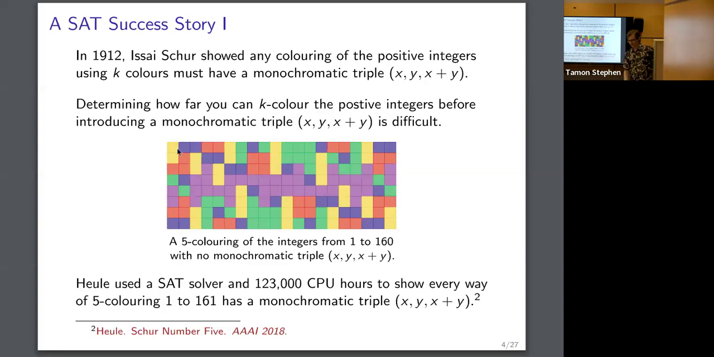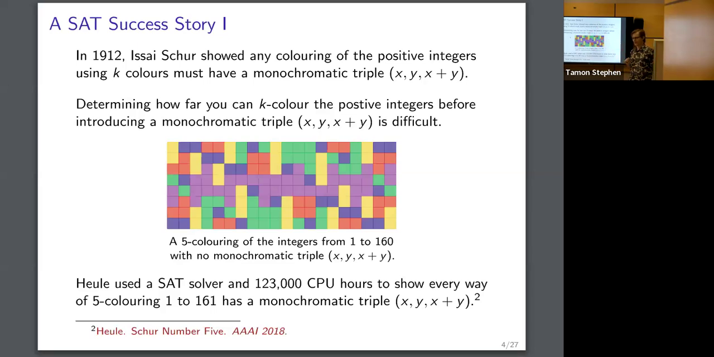So for example, 1, 2, 3 would be a triple. It's not monochromatic, and every triple of that form is also not colored the same way. You can check, it's tedious, but you can check this is a 5 coloring which avoids all monochromatic triples. Now, the more interesting thing is, this was a famous open problem for 100 years. It was shown by Heule in 2018 that this is the best you can do with 5 colors. You cannot go any farther. You cannot even color the integers from 1 to 161. You must introduce a monochromatic triple.